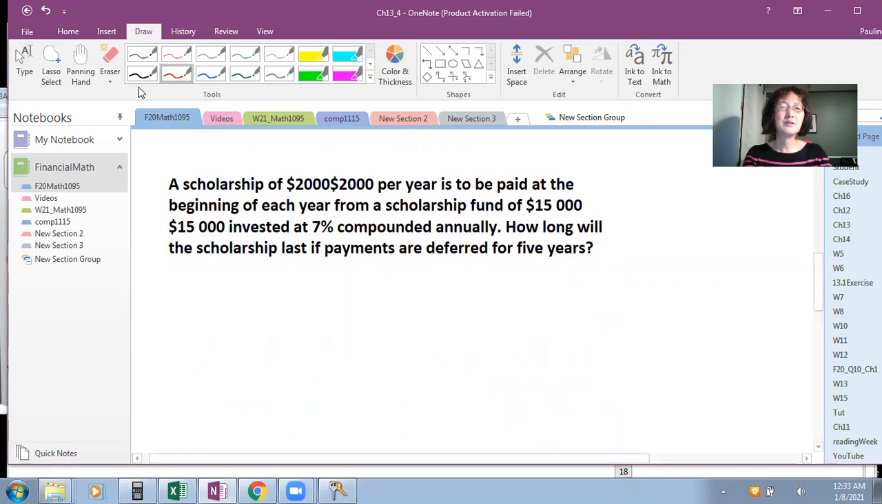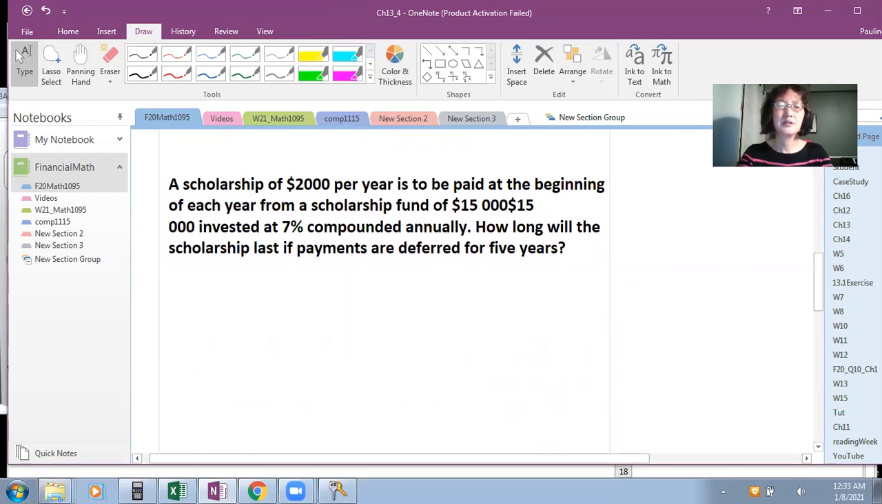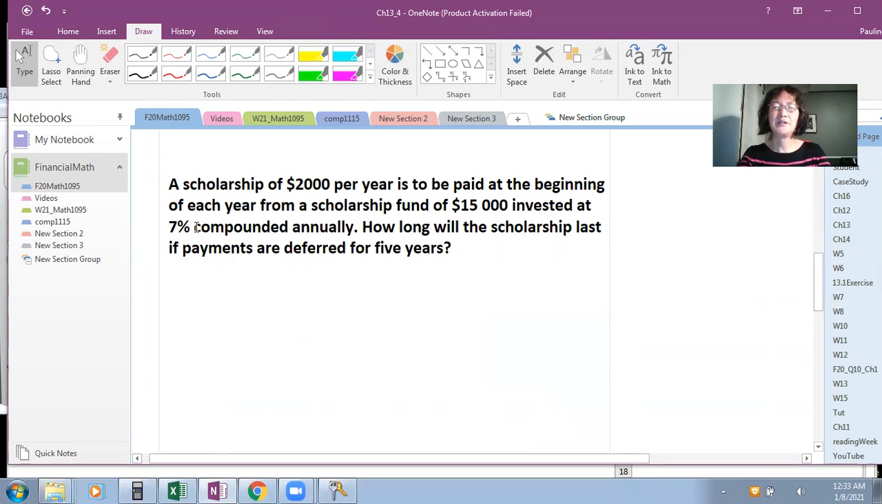A scholarship of $2,000 per year is to be paid at the beginning of each year from a scholarship fund of $15,000 invested at 7% compounded annually. How long will the scholarship last if payments are deferred for 5 years? So this is this question.